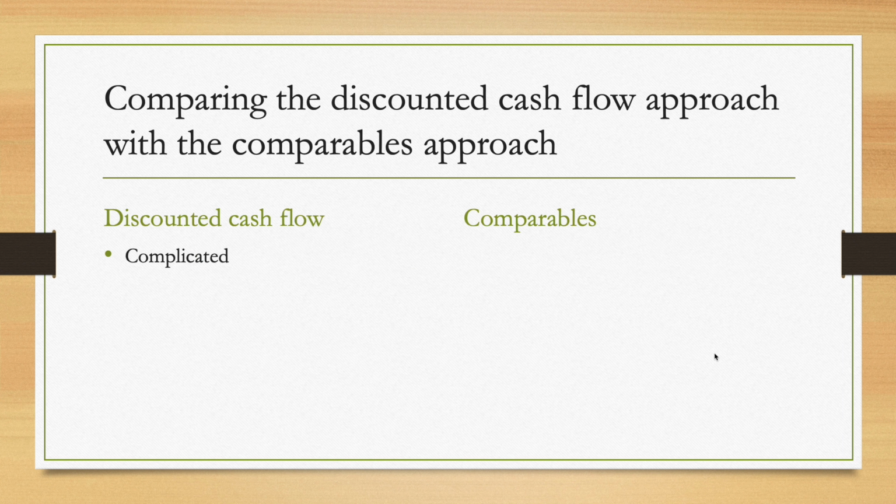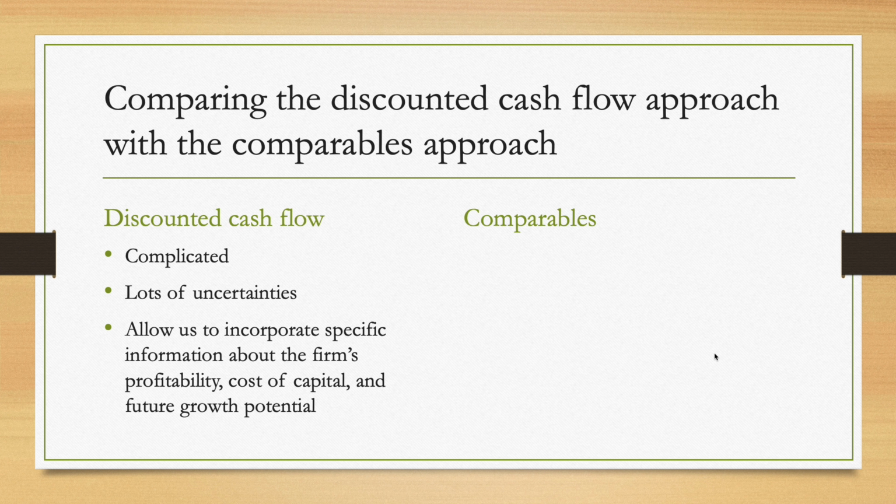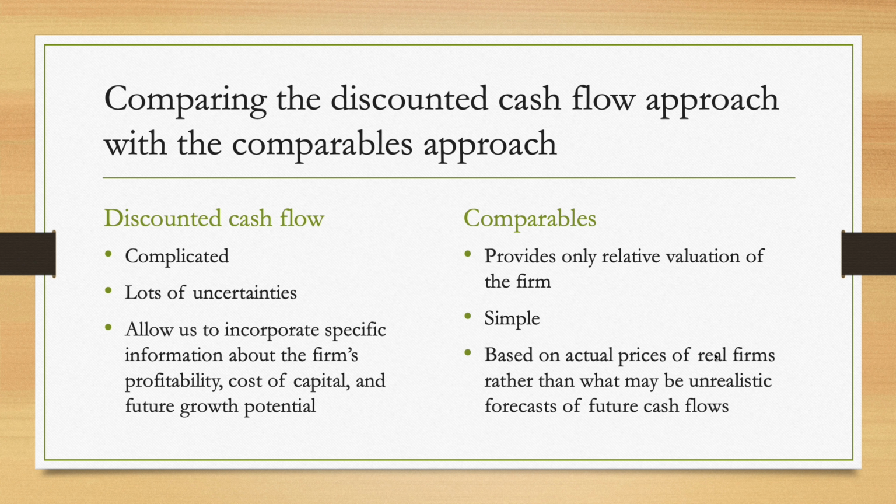The discounted cash flow approach is complicated and involves lots of uncertainties, but it allows us to incorporate specific information about the firm's profitability, cost of capital, and future growth potential. The comparables approach provides only a relative valuation of the firm, but it is simple and it's based on actual prices of real firms rather than what may be unrealistic forecasts of future cash flows.